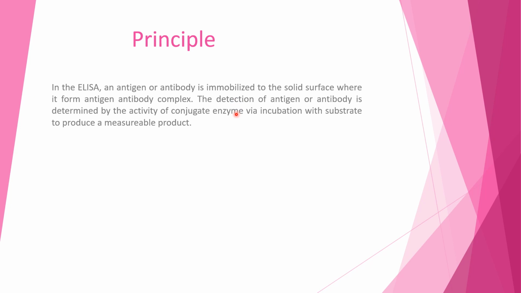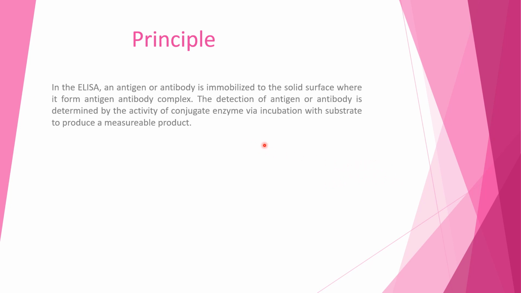Next, what is the principle of ELISA? In the ELISA, an antigen or antibody is immobilized to the solid surface. This solid surface is of the microtiter plate wells, where it forms an antigen and antibody complex. The detection of this antigen or antibody complex is determined by the activity of enzyme conjugate via incubation with substrate to produce a measurable product.